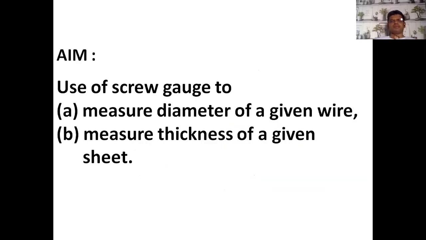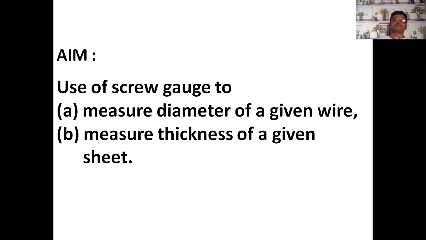Starting with the aim. Today we solve two tables. The first aim is the use of a screw gauge. The first part A is to measure the diameter of a given wire. The second part is to measure the thickness of a given sheet.